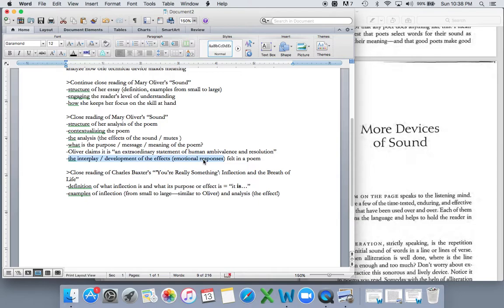One idea of this is in Yeats's Lake Isle of Innisfree.